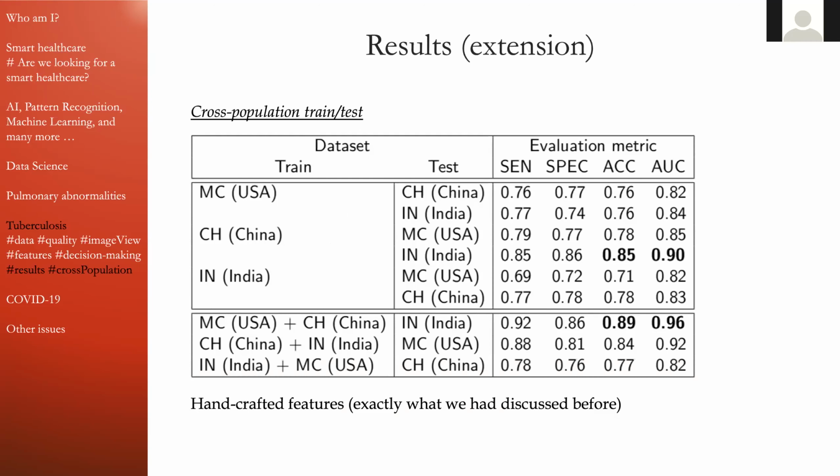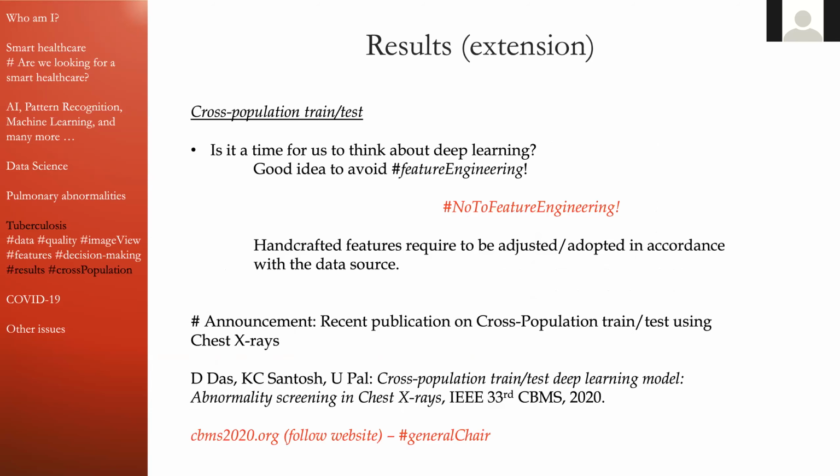In our own training, we are not going to stop here because we tried to see what happens. We used Montgomery County data from the US and Shenzhen data. We combined both datasets for training and then tested with one dataset. We tried to see whether it works, and we found encouraging results, pretty good. We have never said it's a good idea to do it, but we said it's possible to do it.